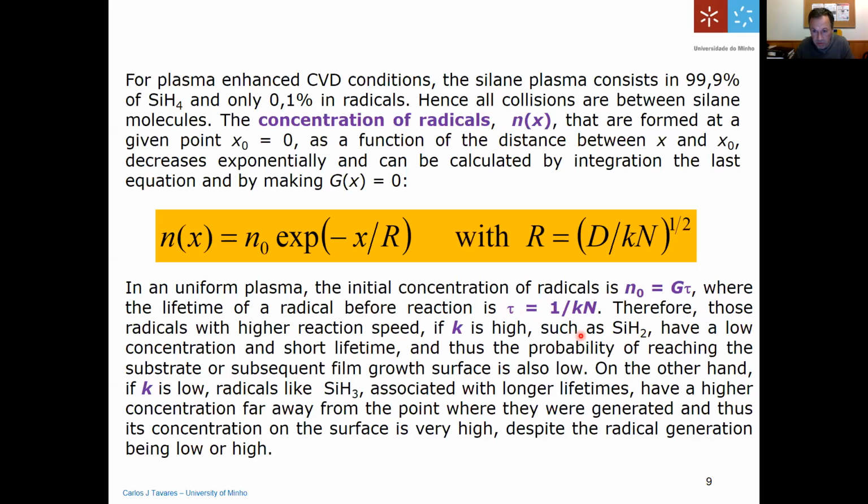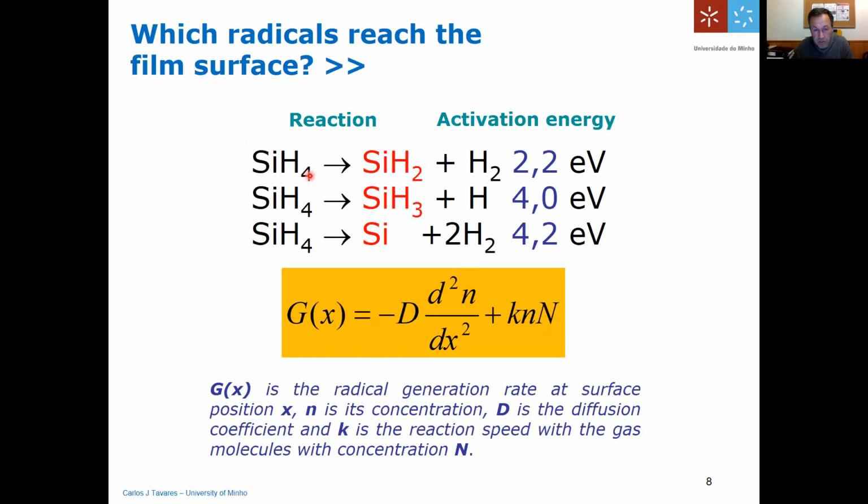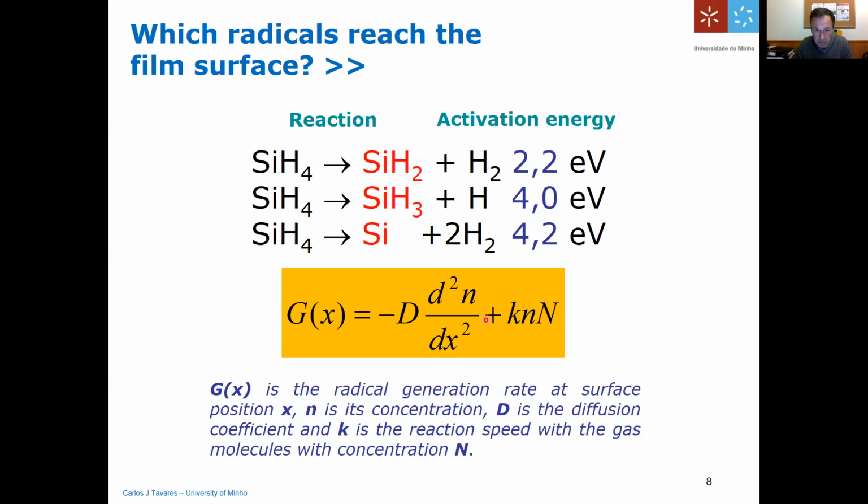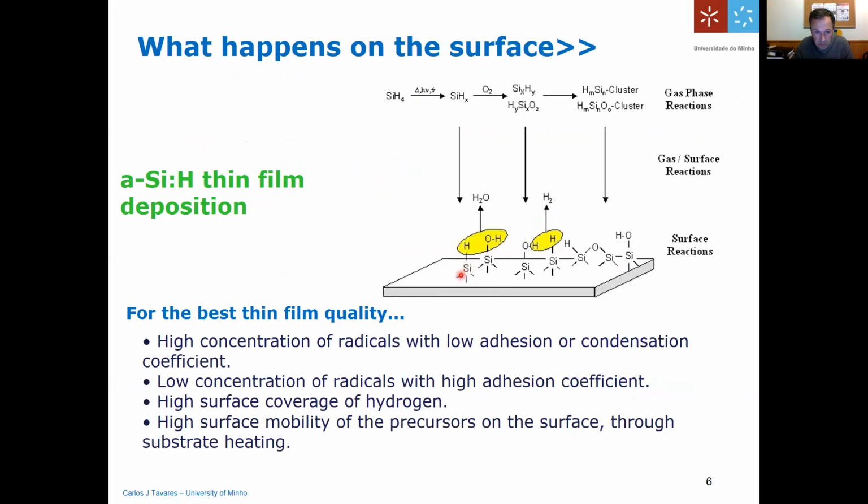And this is what happens, for example, when you break down SiH4 into SiH2, okay? With a very low activation energy, okay? And vice versa, on the other hand, for this case here, where you have a high activation energy, and you will need to have these silicon radicals here, which have high surface coverage and a low concentration and a high adhesion coefficient, then the lifetime is very small, so you have a high reaction rate.